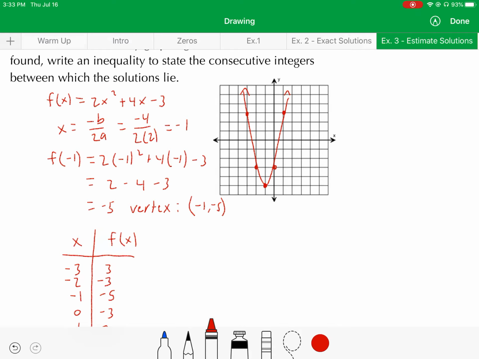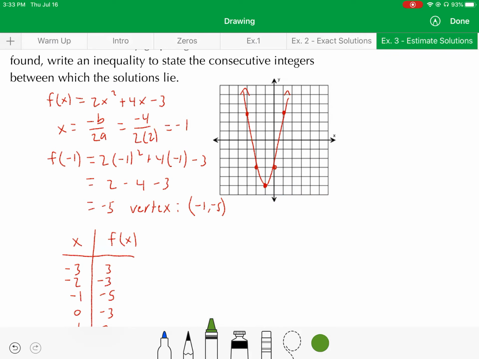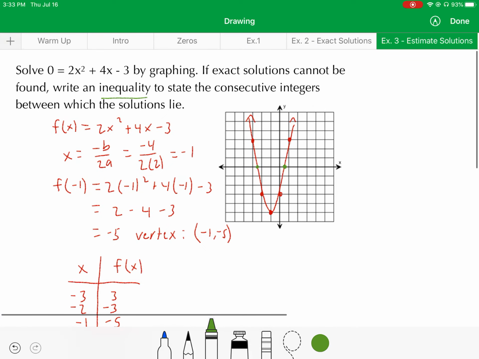All right, so there's the parabola, and you can see that my roots are here and here. And again, I can't be certain what those exact values are. So this is where these directions come into play. I'm going to write an inequality to state the consecutive integers between which each of these lie.